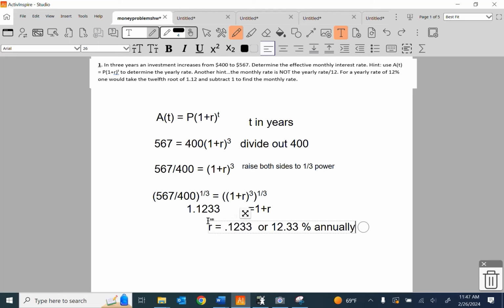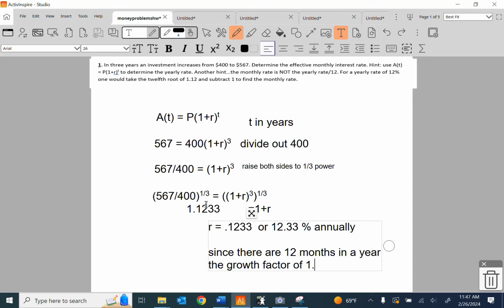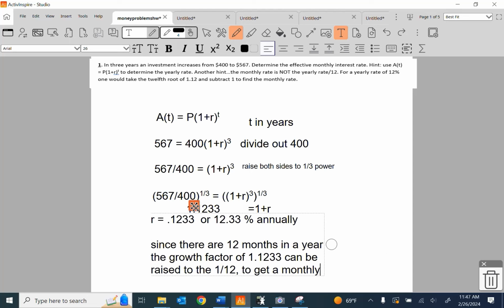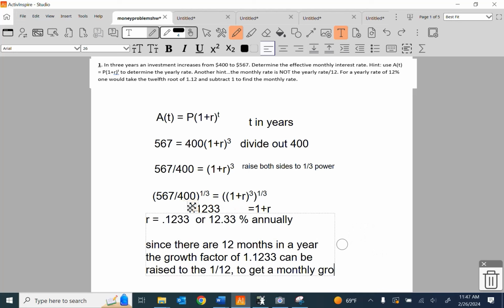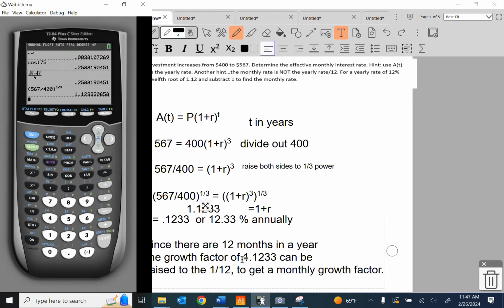There's a lot of different ways of getting the monthly rate. But since there are 12 months in a year, the growth factor of 1.1233 can be raised to the 1/12 power to get a monthly growth factor. So that's what I'm going to do. I'm not going to take the 12.33%. I'm going to take the entire decimal, raise it to the 1/12 power.